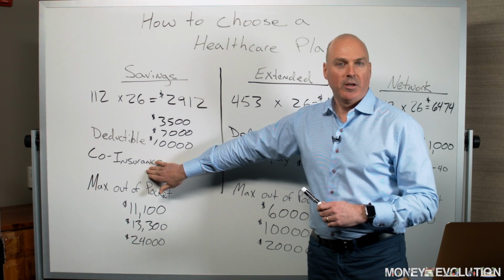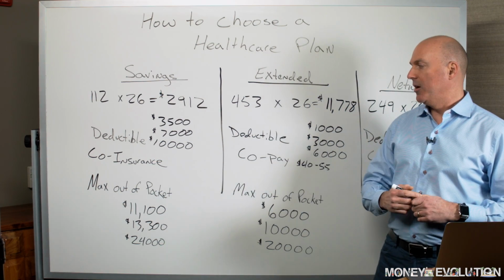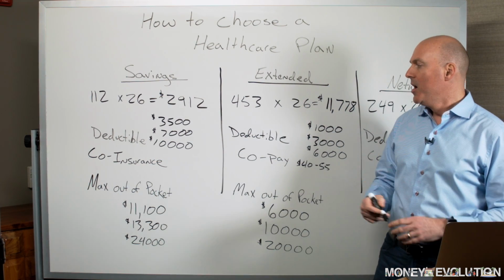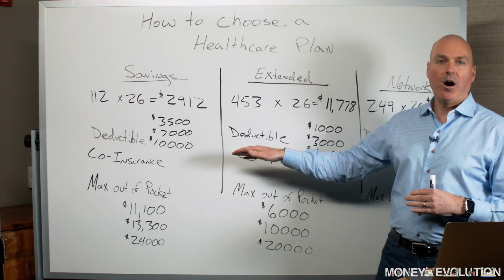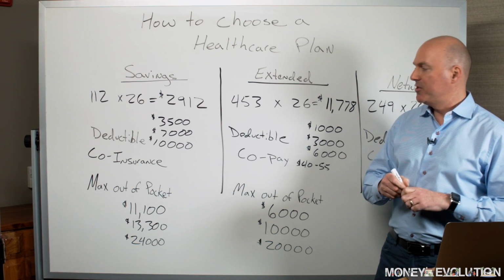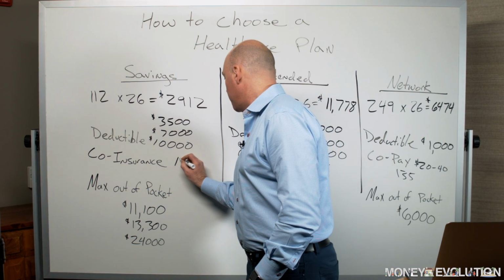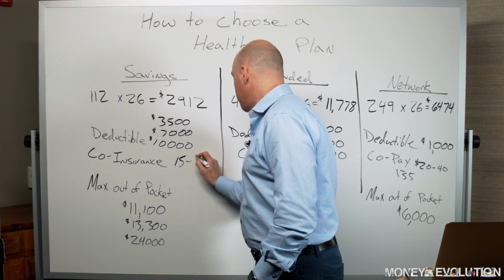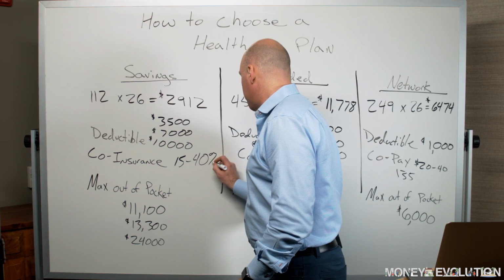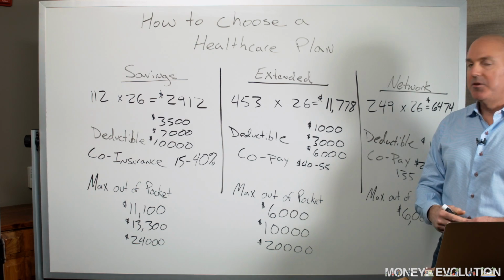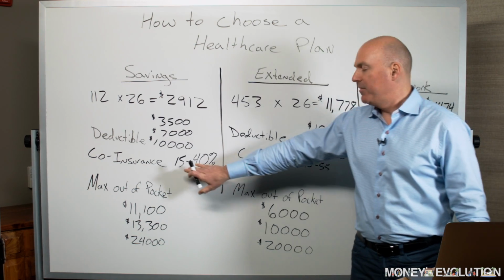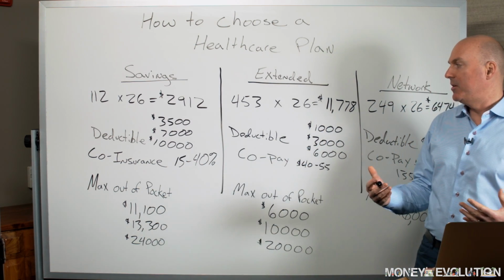Another term we want to look at here, though, is coinsurance. Now, that's different from a copay, because coinsurance means that you're going to pick up a percentage of the cost, or the insurance company is going to pick up a percentage of that. Basically, depending on what service and where you're at, it could be between 15 and 40% that you're going to have to pay of whatever that bill is. So on a $1,000 bill, if you're at 15%, you're going to have to pay $150 of that.